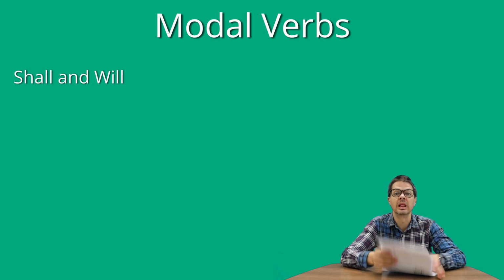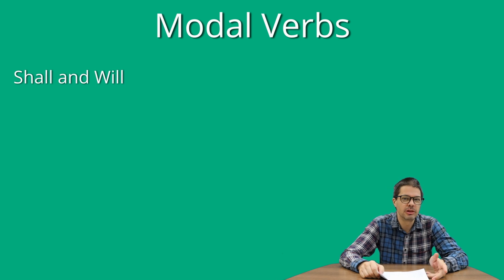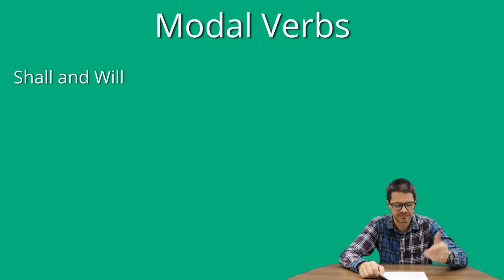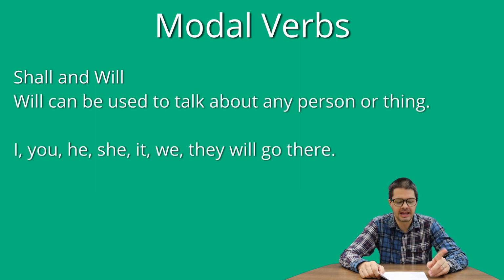All right, last one. Shall and will. Let's take a look. Shall and will both have the same meaning again, right? They both refer to the simple future. Shall, as I mentioned before, is not really used commonly, particularly in American English. Still, we use will when we talk about any person. I, you, he, she, it, we, they, right? We will go there. They will go there. You will go there.